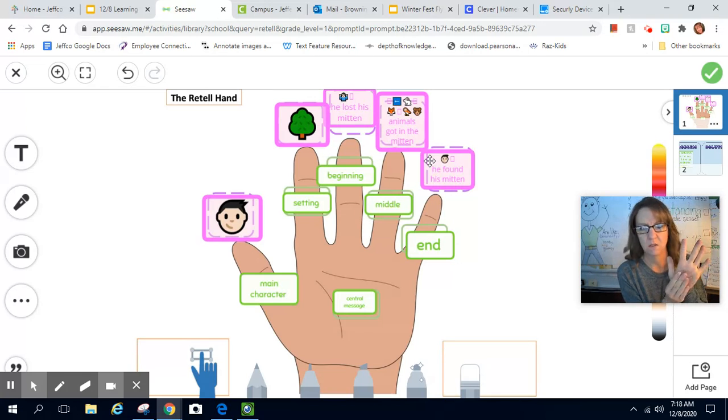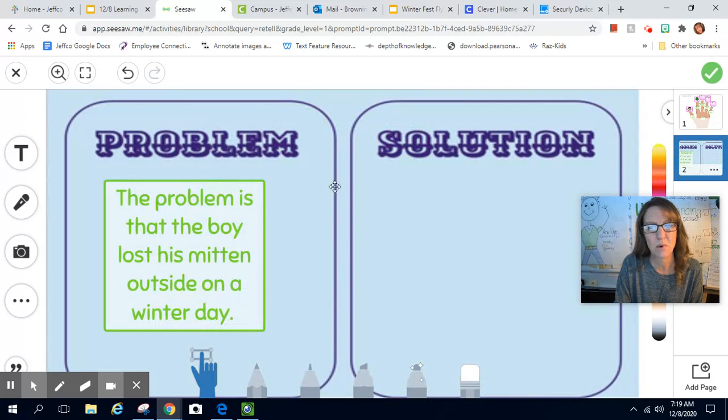So can you remember this? Can you place all of these pieces on our Retell hand? And then can you identify the problem and the solution in the story? Those are really those key details of our text. We're looking forward to seeing your great work by first grade.